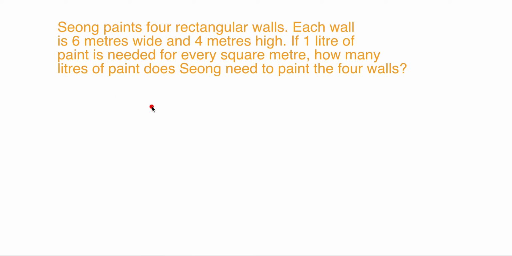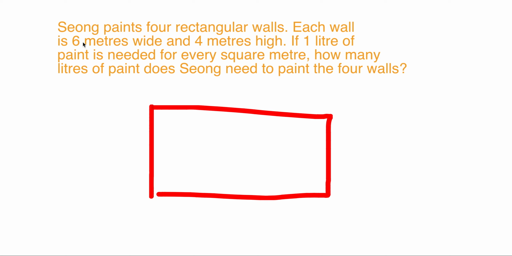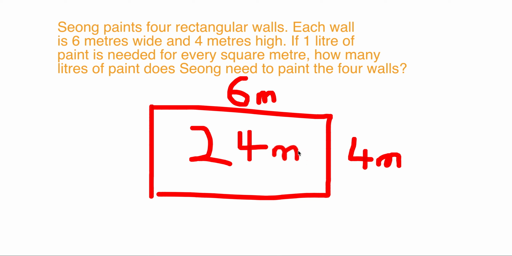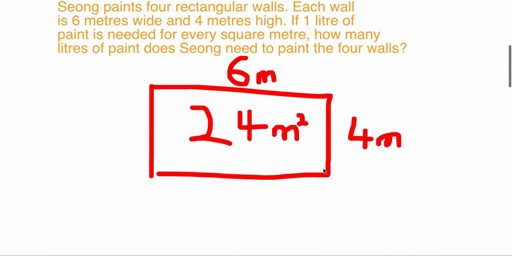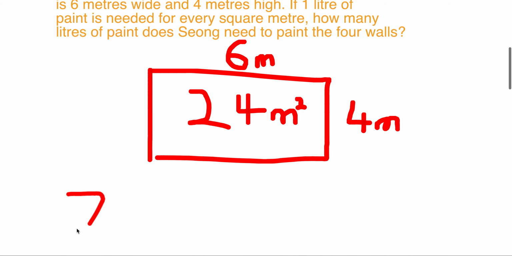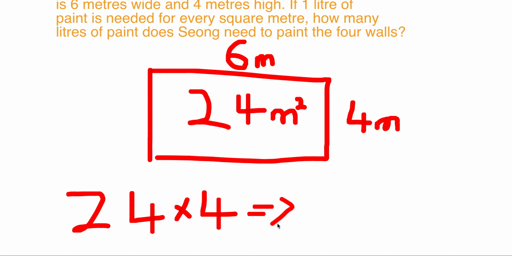So let's say that this is one of the 4 walls. Now it says that it is 6 meters wide, so we know that this is 6, and 4 meters high, so we know that this is 4. Remember, this is meters, so let me just write the units here. Now this area here is 24 meters squared. And since there are 4 of these walls, we just do 24 multiplied by 4. And this is equal to 96.